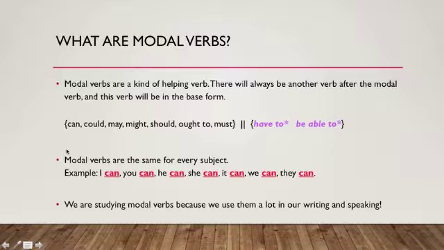The nice thing about modal verbs is that they are the same for every subject. We don't add s or es for he, she, it, or they. So for example, can. I can, you can, he can, she can, it can, we can, they can. Can, as a modal verb, stays the same for any subject.